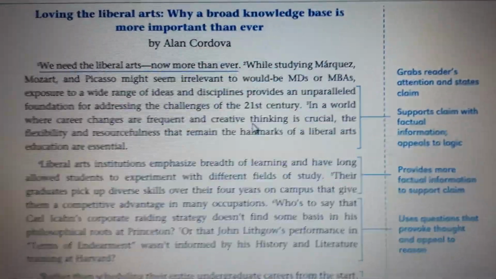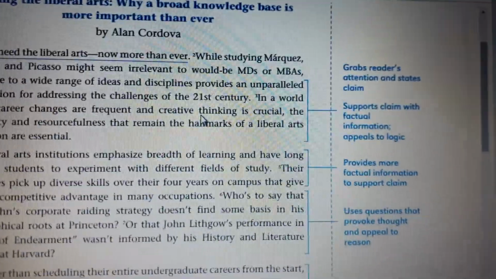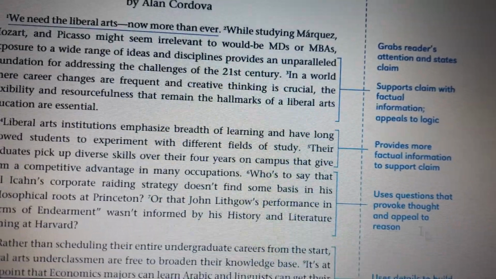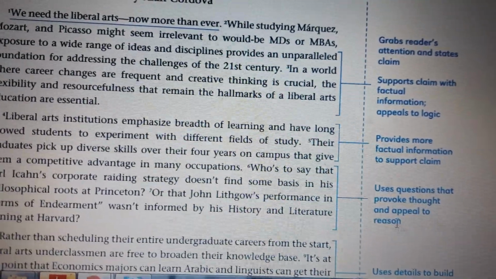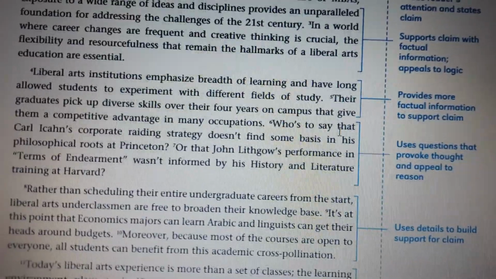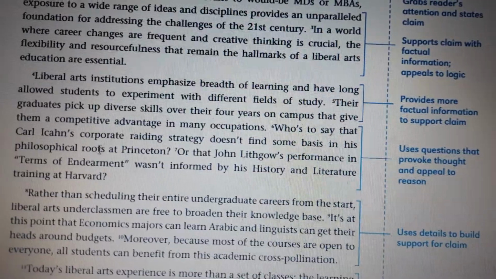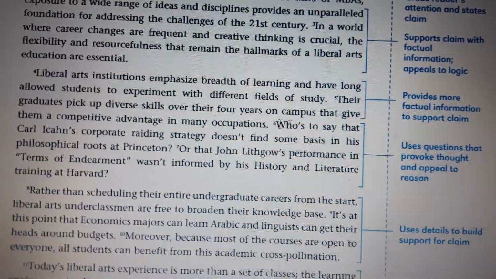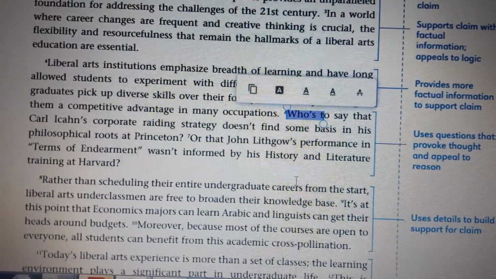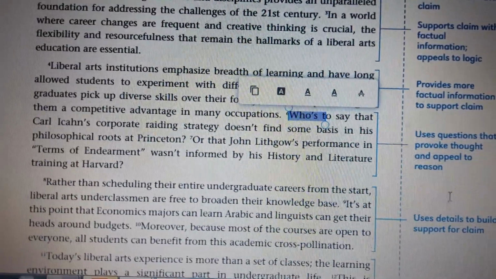Okay, provide more factual information to support the claim. Just give information and support it. Use questions that provoke thought and appeal to reason. You can use a question like here, who is to say that corporate, okay? So use a question, or when or where. Good? Use any kind of question you would like to use.